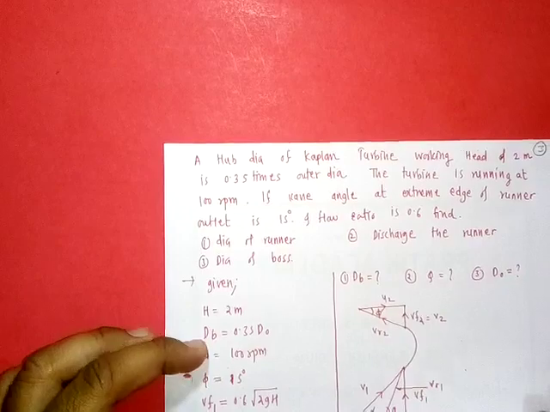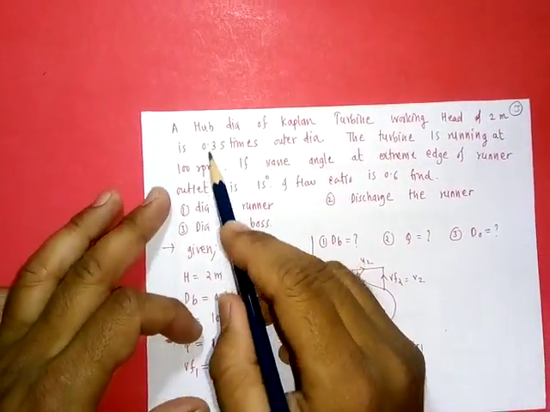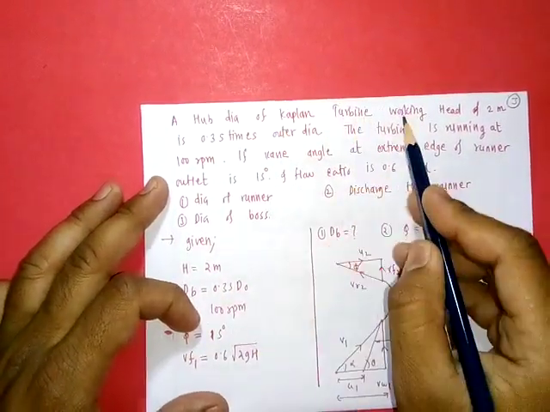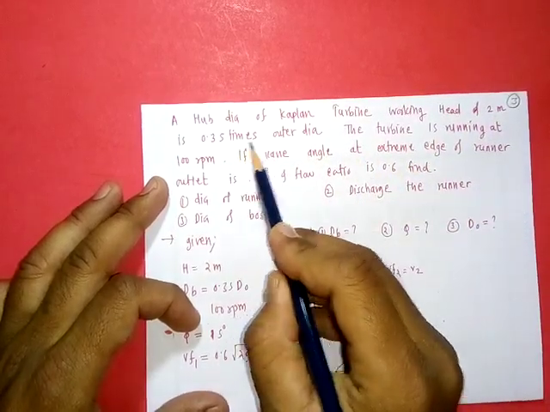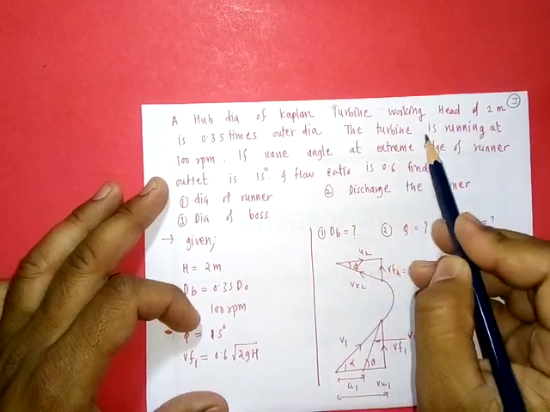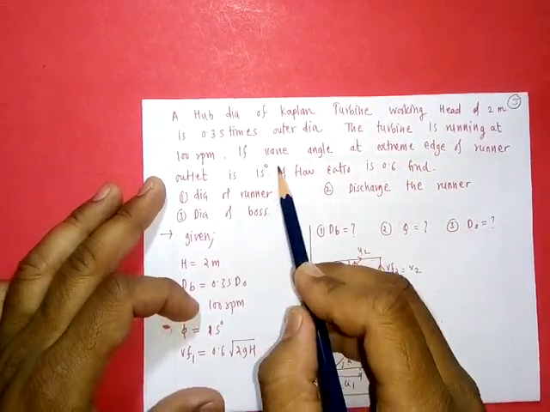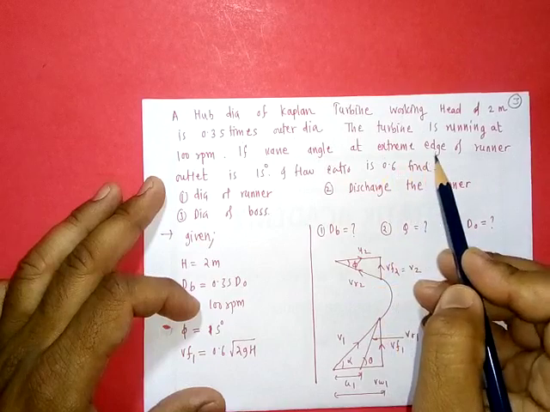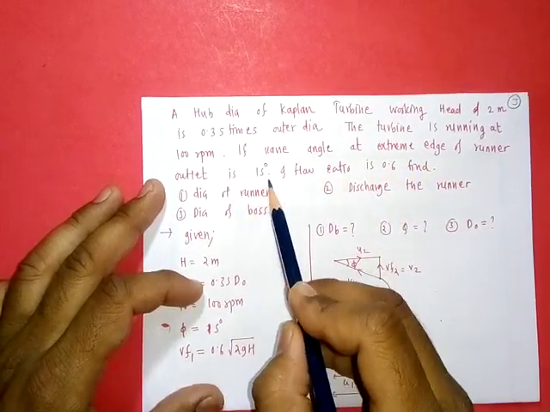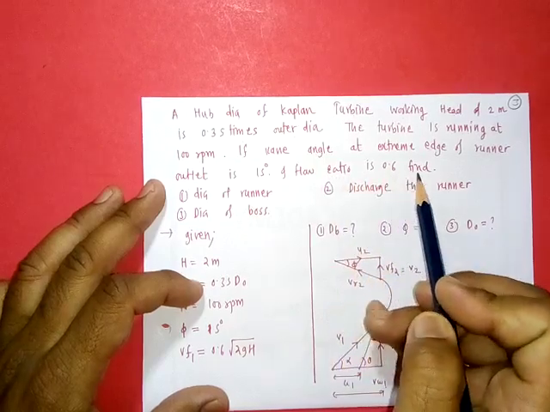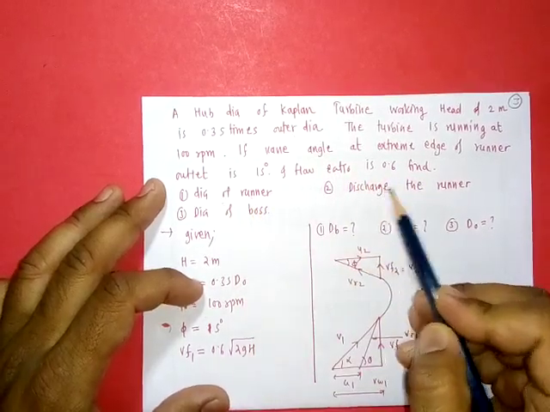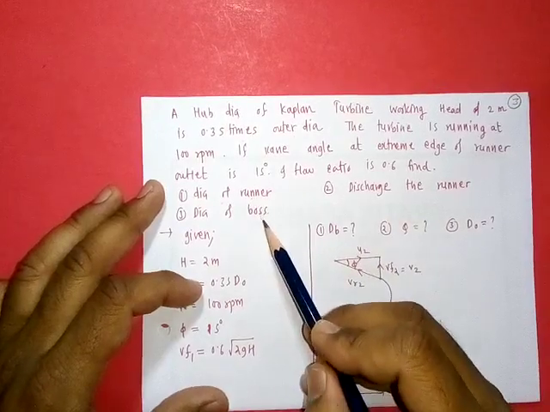Next problem. The hub diameter of a Kaplan turbine working under a head of 2 meter is 0.35 times the outer diameter. The runner is running at 100 rpm, the vane angle at the extreme edge of the runner outlet is 15 degree, and the flow ratio is 0.6. Find the diameter of the runner, discharge through the runner, and diameter of the boss.